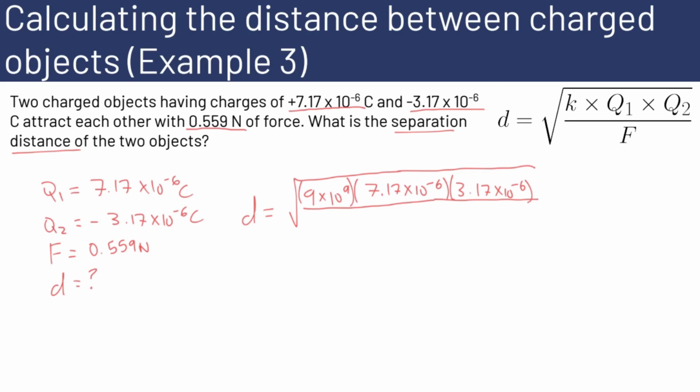And then over the force, which is 0.559. So our distance then is going to equal 0.605 meters. So that's equal to 60.5 centimeters. So the separation between these two objects is 60.5 centimeters between their centers. So assuming, let's say there are two balloons, the distance between the centers of the two balloons is that distance D.